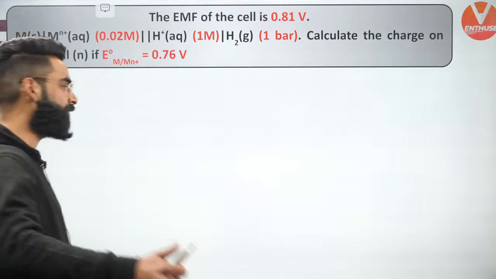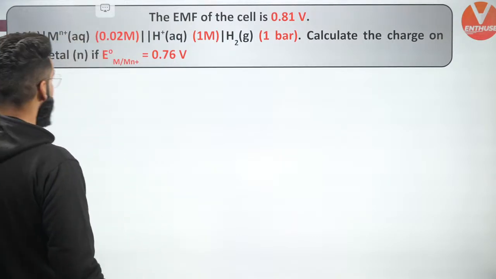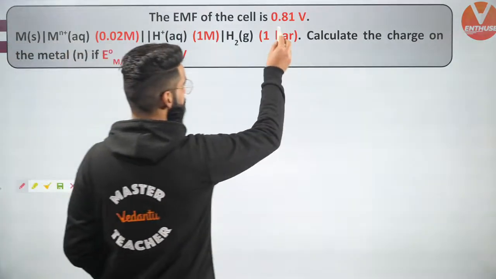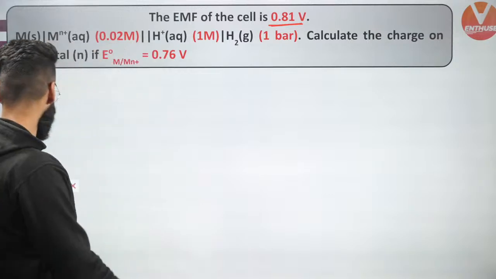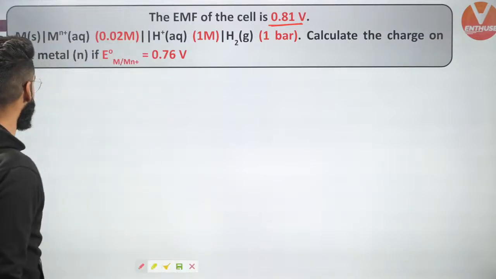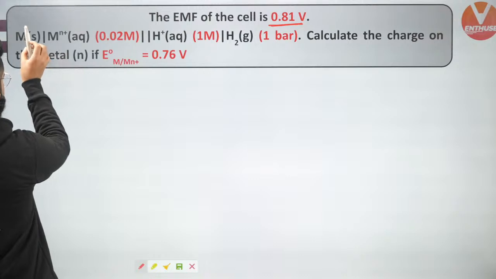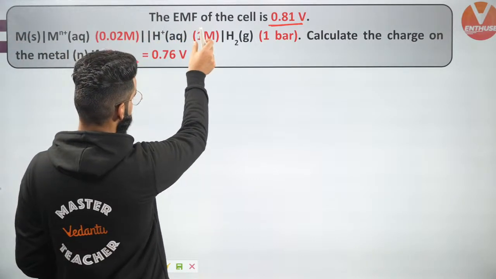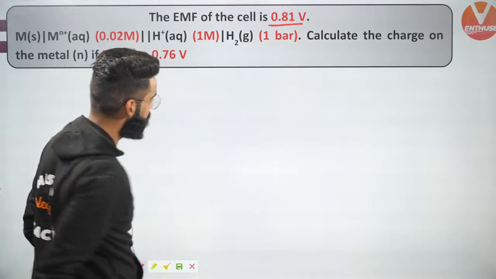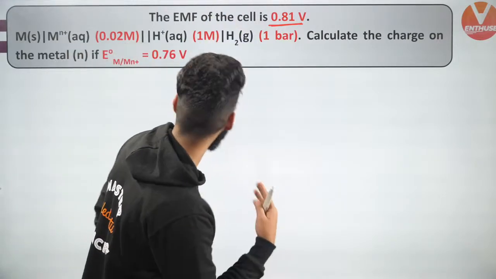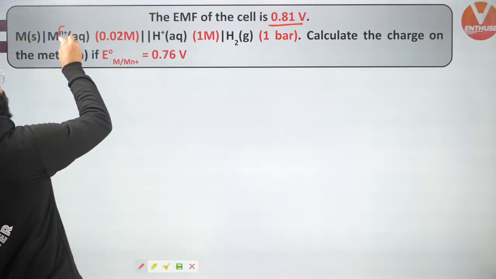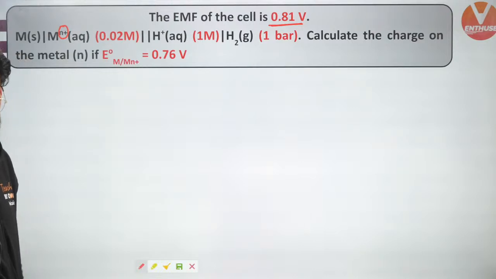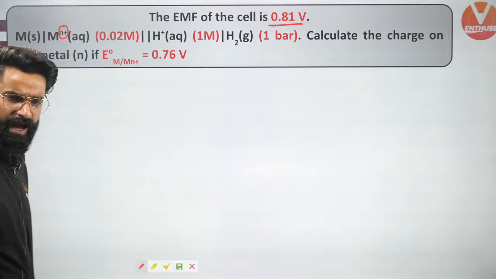Okay, now we will see how this question is to be solved. It's again a very simple question. We are given the EMF of the cell. EMF of the cell is given as 0.81 volts. And the cell which is given to us is M changed to Mn positive, whose concentration is this. H positive, whose concentration is 1 molar, changed to H2. The pressure of it is 1 bar. Calculate the charge present on the metal. We are supposed to calculate the value of n right here, and we are given the EMF value as well. So we will see how this question is to be solved.